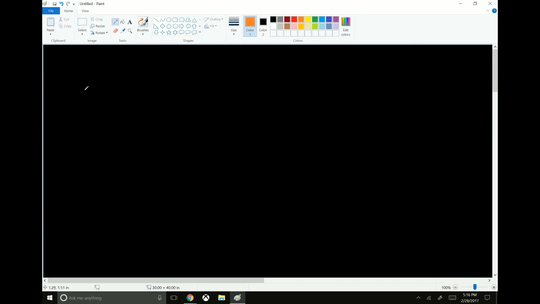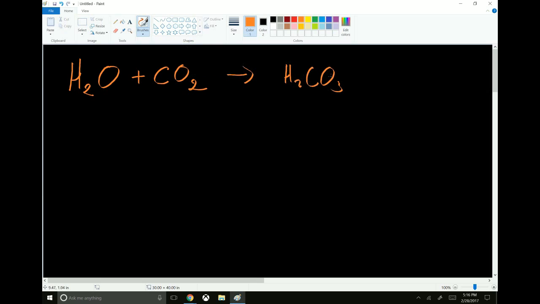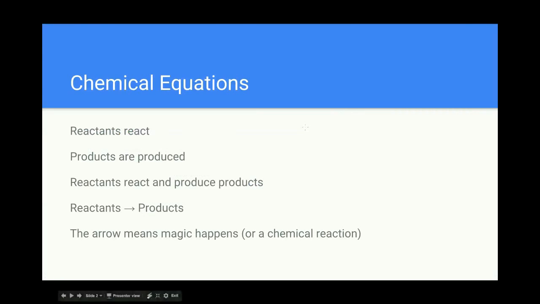So, for example, here we have water reacting with carbon dioxide, yielding carbonic acid. So, just water, CO2, carbonic acid. These are your reactants, and these over here are your products. So, fairly simple, fairly easy to read. Balancing chemical reactions and stoichiometry, that's where we do math with reactions, is going to be a little bit more challenging.